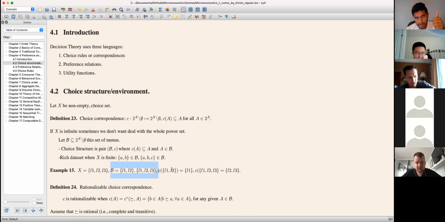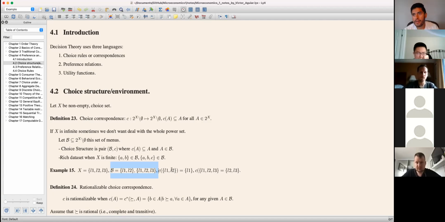Just recapping: you have a choice set with 3 alternatives, and then you have a collection of menus out of these 3 alternatives. The only restriction on the collection of menus is that it's not empty. Otherwise, it can be anything. In particular, it cannot be the full power set; it can be something smaller. In this particular example, I just have 2 menus.